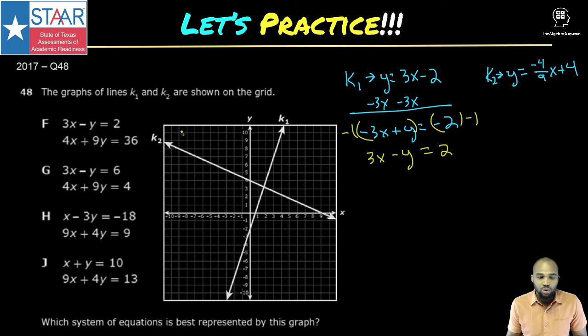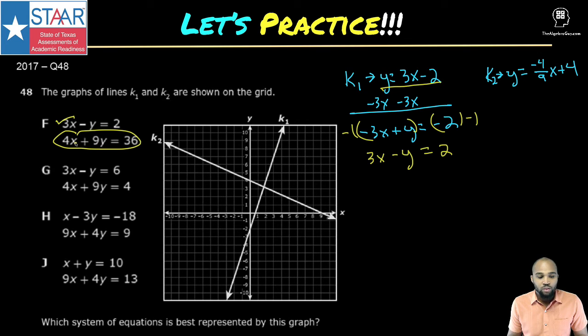I can kind of glance over here because I know this is the same thing as what we just came up with for our K1. Which one of these has 3x minus y equals 2? 3x minus y equals 2. So we're good here. 3x minus y, and nothing else has it. So I'm already knowing that this is likely the answer.